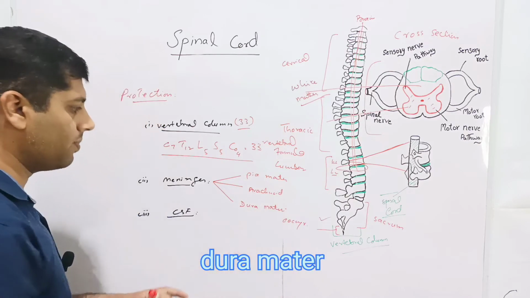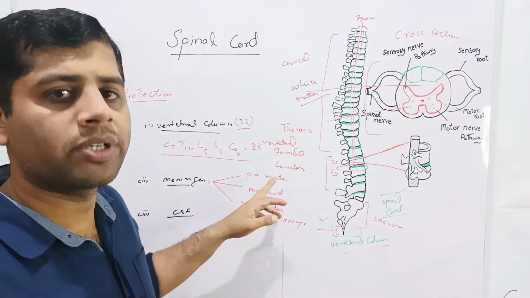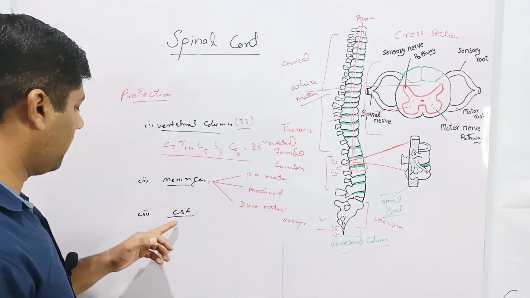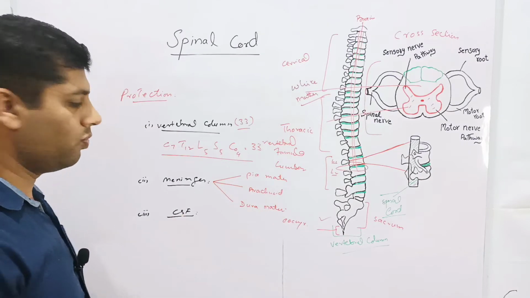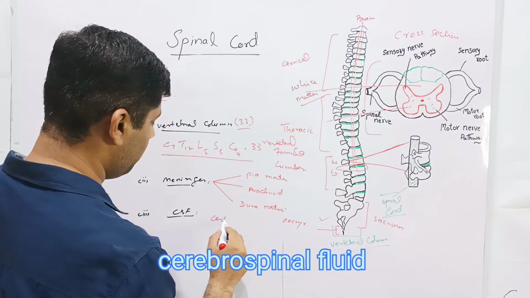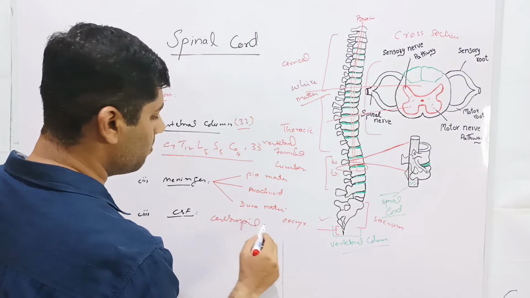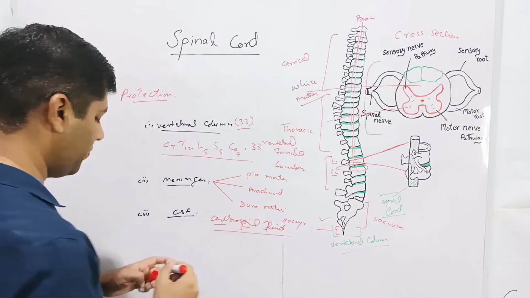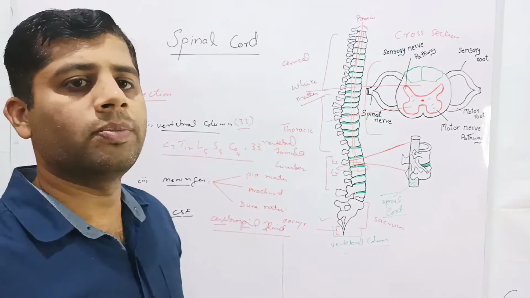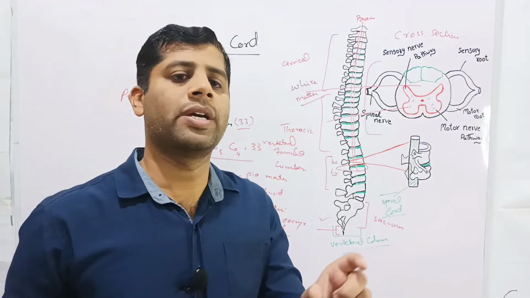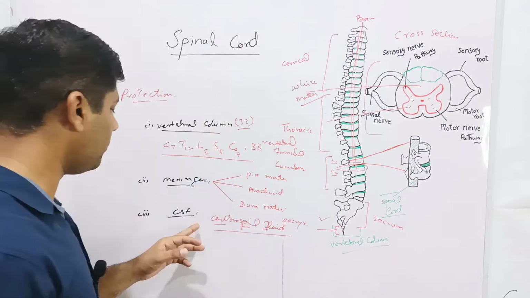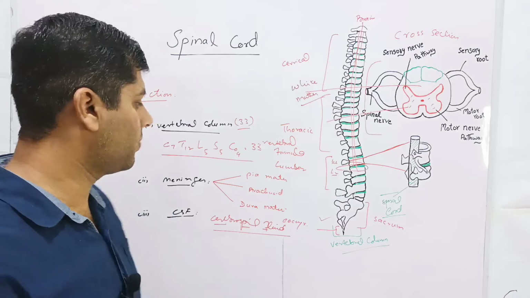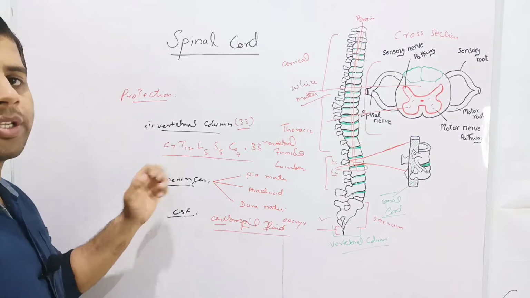These three layers of the meninges protect the spinal cord, and we will discuss these layers in detail. The last component is cerebrospinal fluid. As its name indicates, it is present in both the spinal cord as well as the brain. It is present between the pia mater and arachnoid layer of the meninges to protect and safeguard the spinal cord from stress and shocks. So these three mechanisms protect the spinal cord.